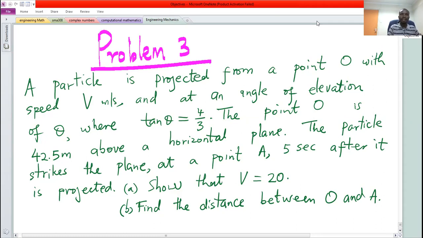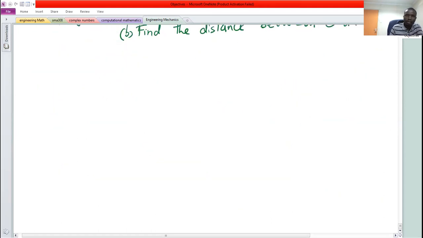So there are two parts. Part A: show that V is 20. And then part B: find the distance between O and A. Now, it's always good manners to start by sketching a diagram to illustrate the information we have in the problem. So let's draw the diagram.